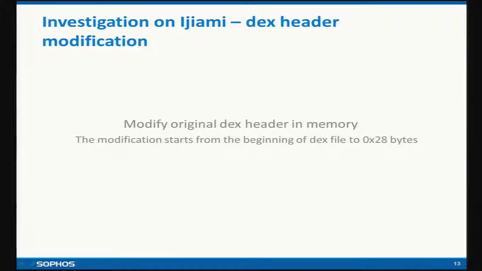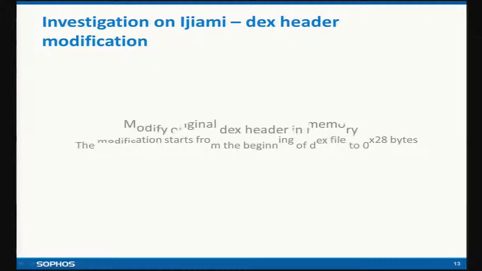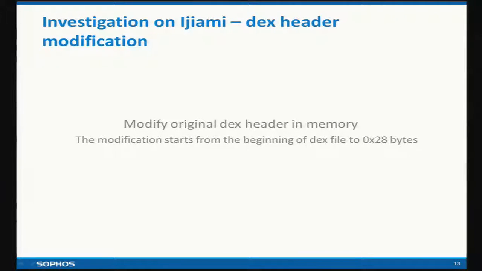iJiami is able to stop runtime anti-debugging by modifying the Dex header in memory. The modification is from the beginning of the Dex file to 28 bytes in hexadecimal. As a result, it can stop an anti-debugger from tracing the original Dex file in memory by just searching the Dex magic number. It also brings inconvenience for the Volatility project in part 2.